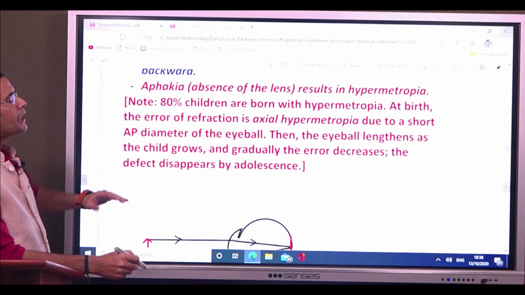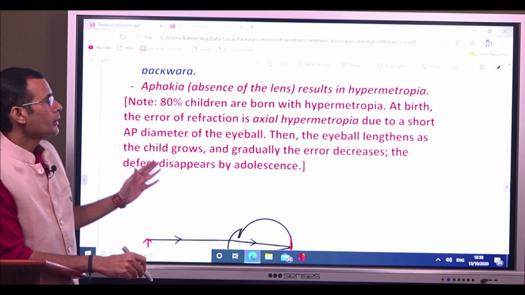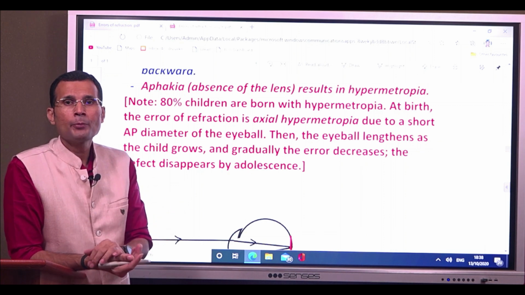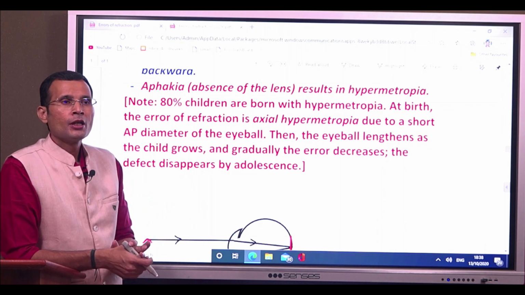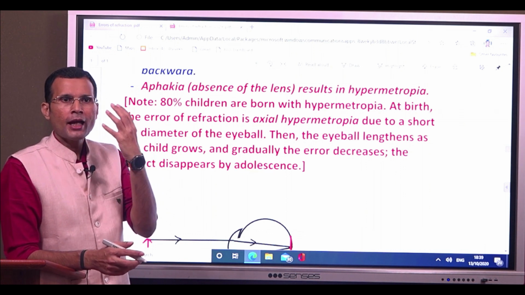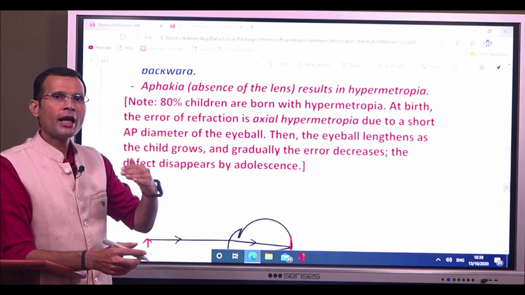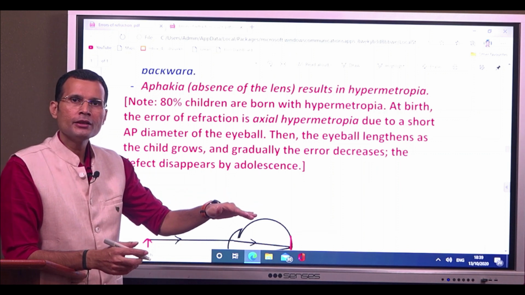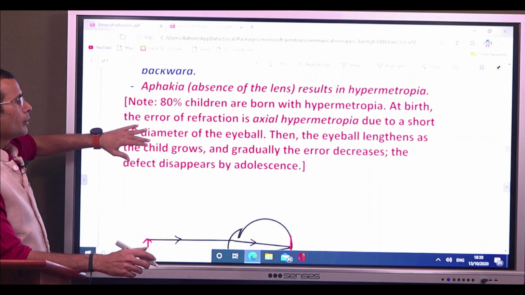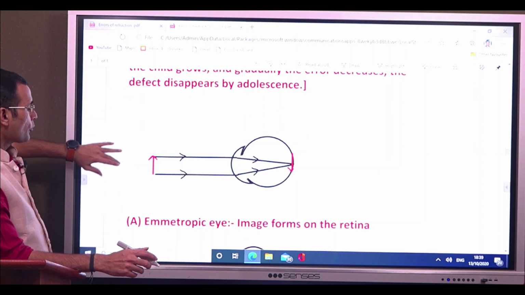I've already mentioned that 80% children are born with axial hypermetropia. The length of the eyeball is short, and therefore axial hypermetropia at birth is very common. And then as the skull grows, I mean as the facial bones grow and the eye also grows, by the time of adolescence it will be completely taken care of. The vision will be completely normal. So but remember, 80% children are born with axial hypermetropia.